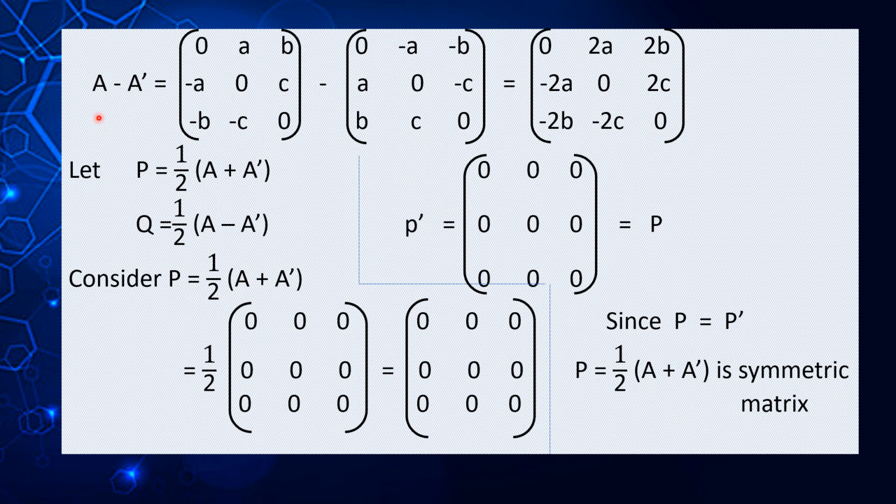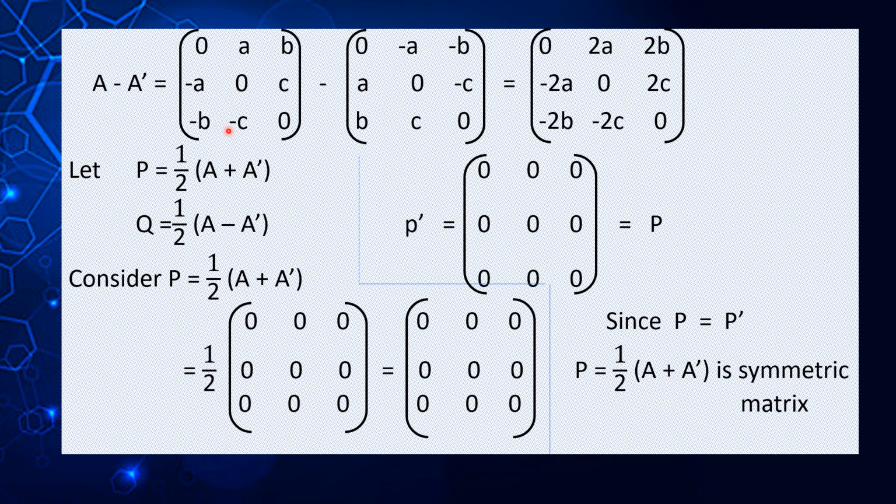So next find A minus A transpose, which would be equal to [0, a, b; -a, 0, c; -b, -c, 0] minus [0, -a, -b; a, 0, -c; b, c, 0]. 0 minus 0 would be 0. a minus of minus a would be 2a. b minus of minus b would be 2b. Minus a minus a would be minus 2a. 0 minus 0 would be 0. c minus of minus c would be 2c.